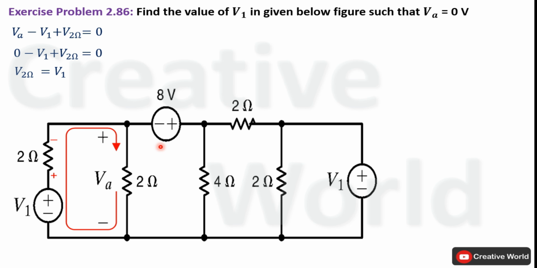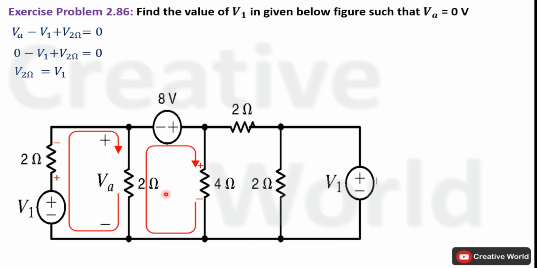Now apply Kirchhoff's voltage law inside this closed loop. For that purpose, we have to assume the direction of current. Again, we are assuming the direction of current clockwise, and according to this assumed direction, polarity notation across this 4 ohm resistance is marked. Polarity notation across this 2 ohm resistance is already given in this scenario.